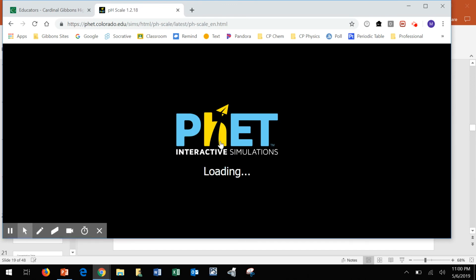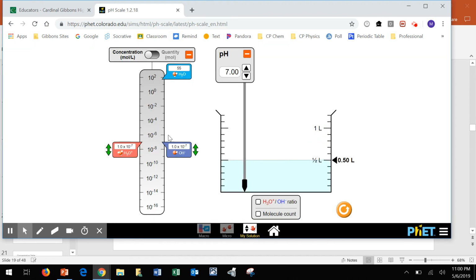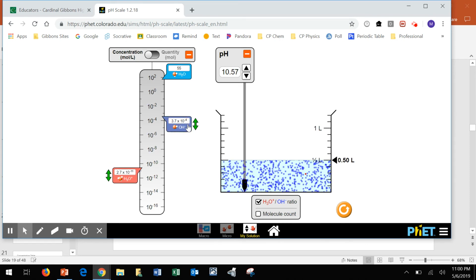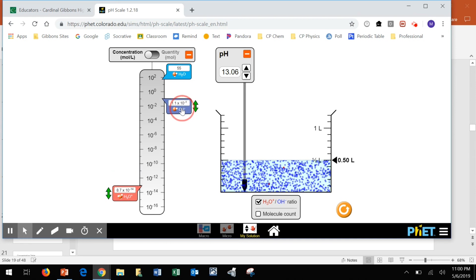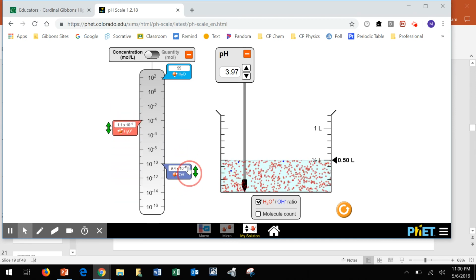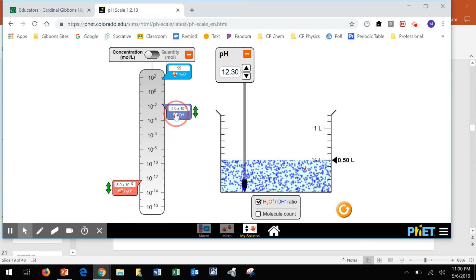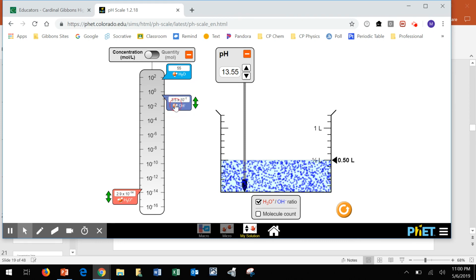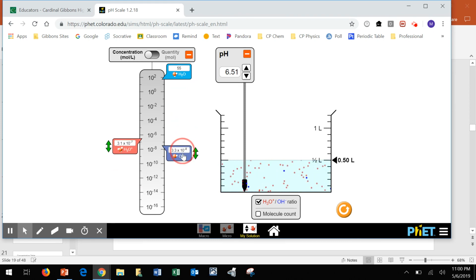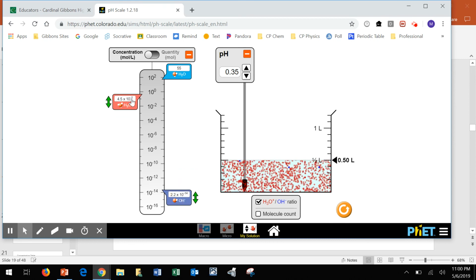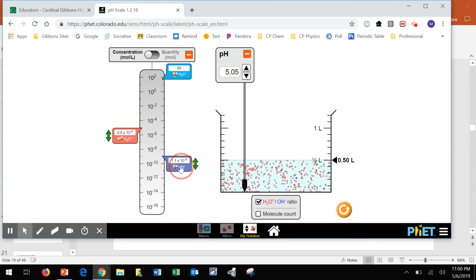Okay, so if we're going to add OH, then the H plus has to go down, because the concentration of this times the concentration of this has to equal 10 to the minus 14. So as one goes up, the other goes down. As you can see here, there's this inverse relationship between the H plus and the OH minus, and that's how come to have a basic solution, you have to have very little H plus, and to have an acidic solution, you have to have very little OH minus and lots of H plus, as you can see here by the colors in the solution.